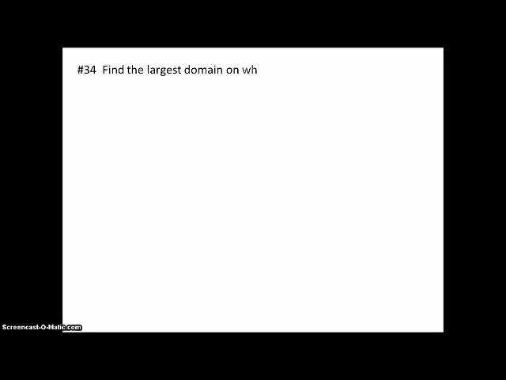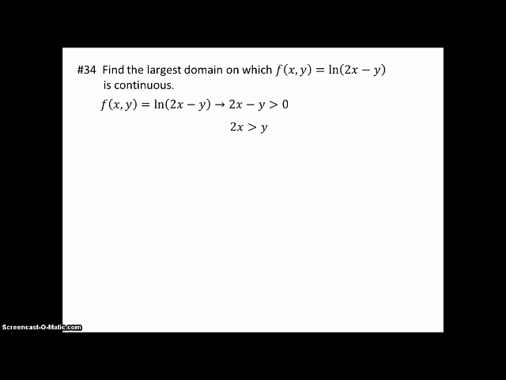Number 34, find the largest domain on which f of (x,y) equals log of 2x minus y is continuous. Well, in order for this function to be continuous, we need 2x minus y to be greater than 0. So if we solve for y, we get y is less than 2x. And so the domain, the subset of the xy plane that we would want to use, is the half plane underneath the line y equals 2x.